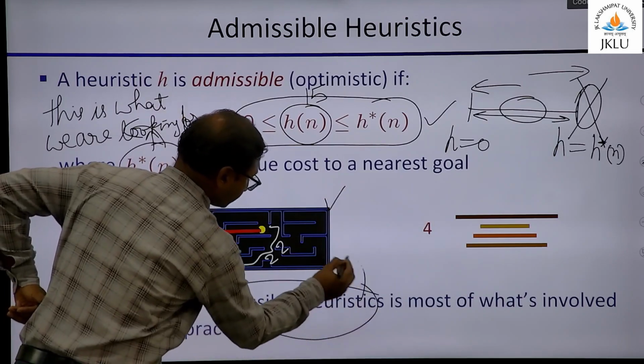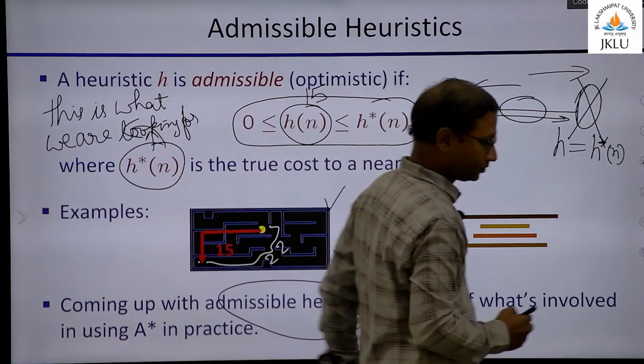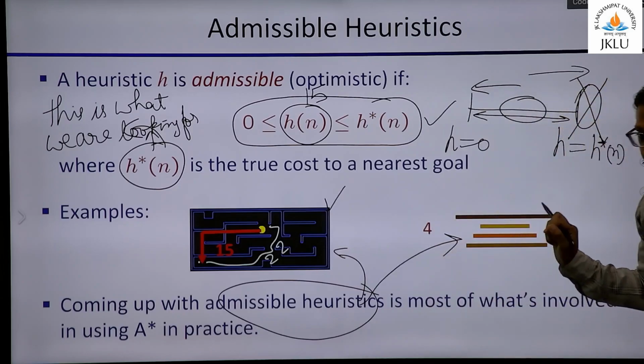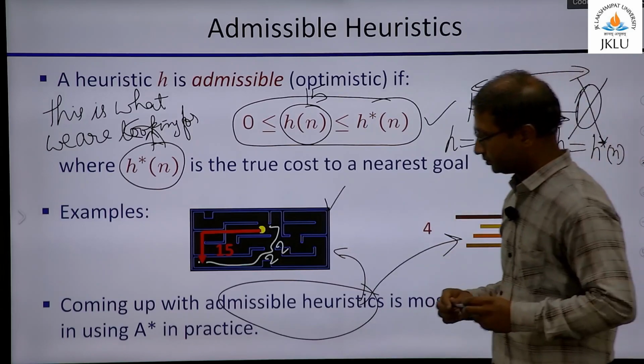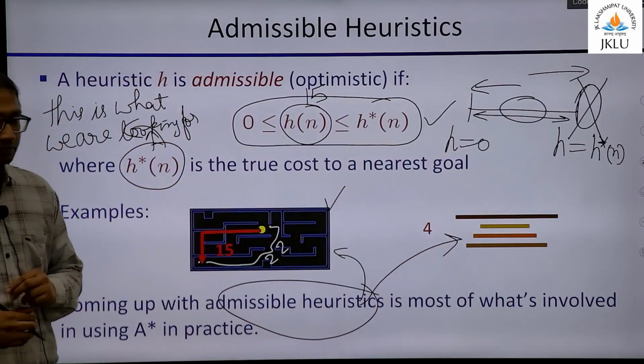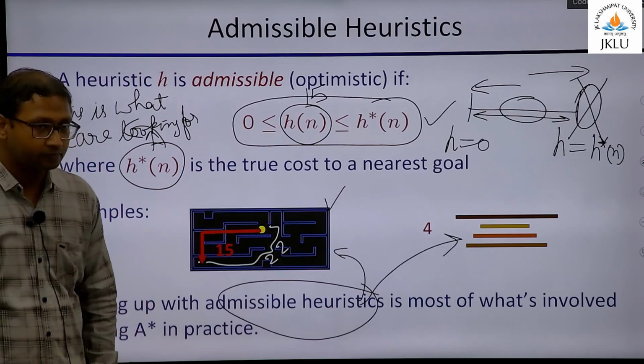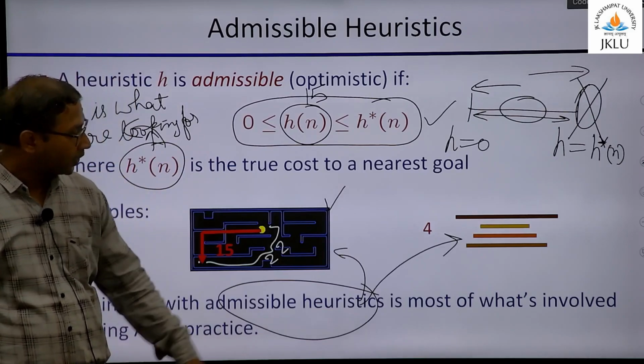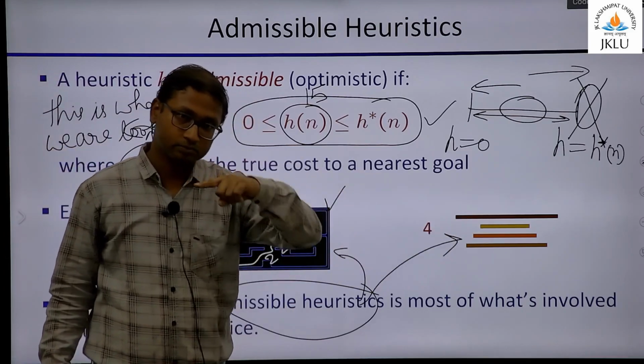Admissible heuristic. Now you have to reason why this is an admissible heuristic for the pancakes problem. What is the total cost to reach?